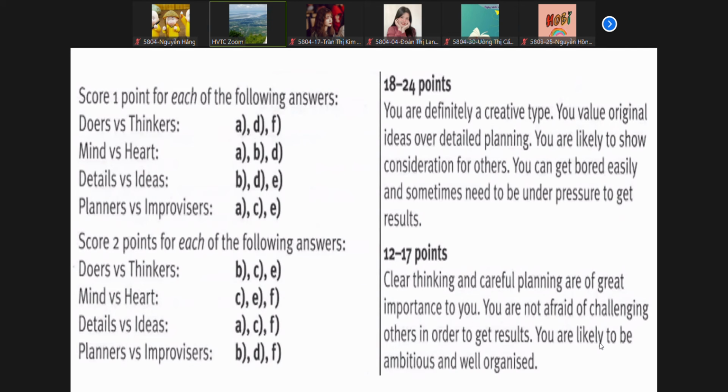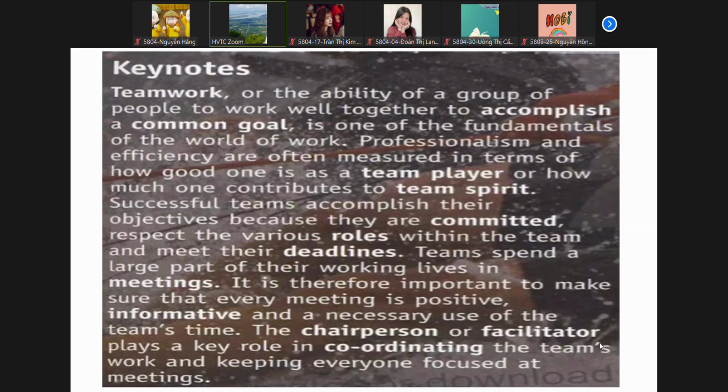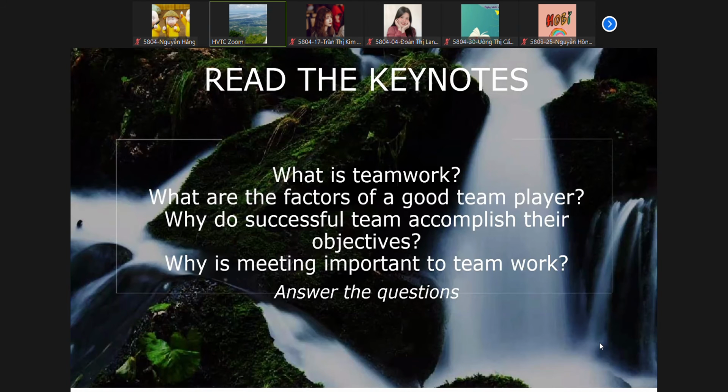and we also know about the types of the person that you belong to. So now let's come to the keynotes of Unit 3, and then after that can you read the keynotes and then try to answer the questions here. I have 4 questions for you.